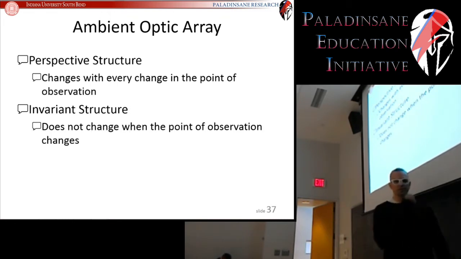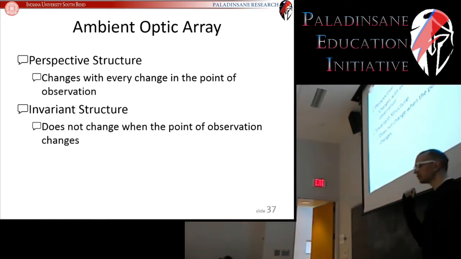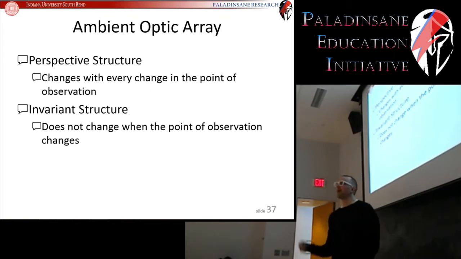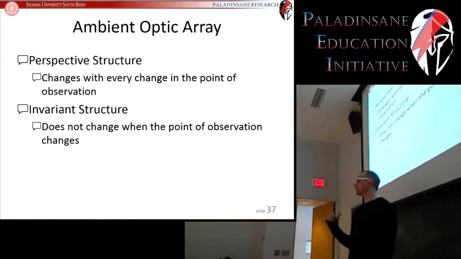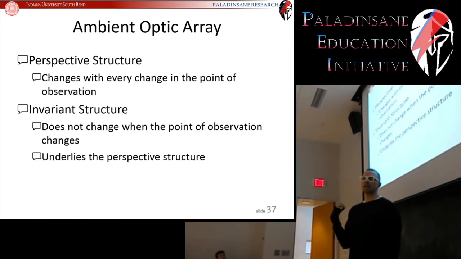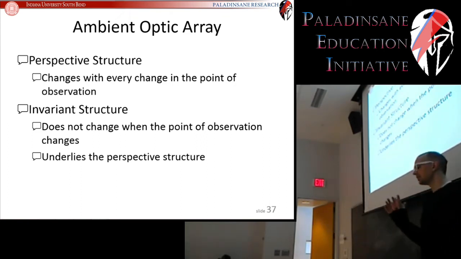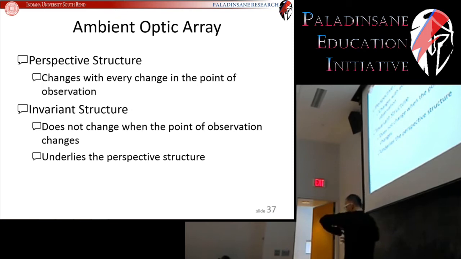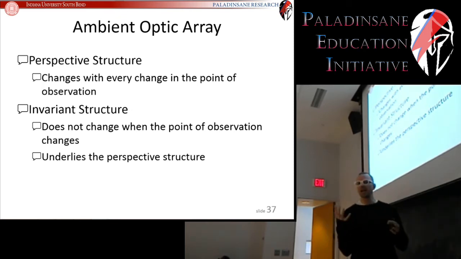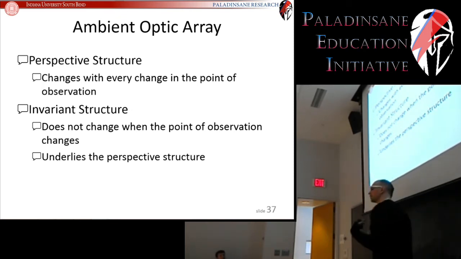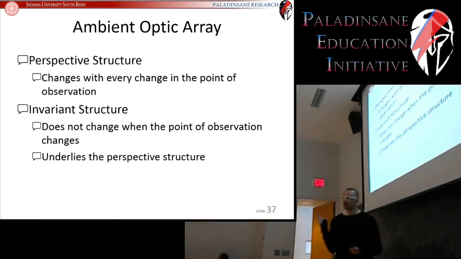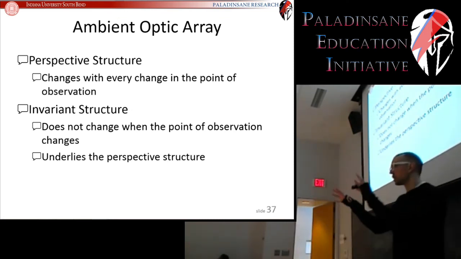So invariant structure, this is the structure of the optic array that does not change. It's there right in the name, it's invariant. It does not change when that point of observation changes. So it is the part of the array that stays invariant. It is the relations in the array that stay invariant. It's the pieces of it that stay unchanging. And that invariant structure is what underlies our perception of an unchanging world.